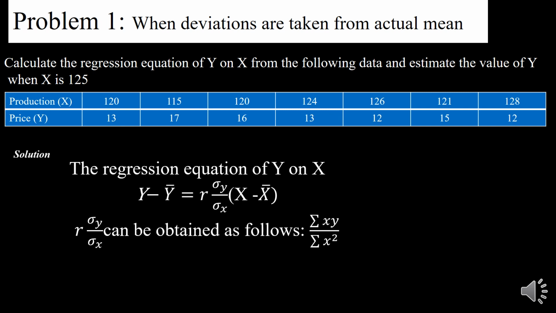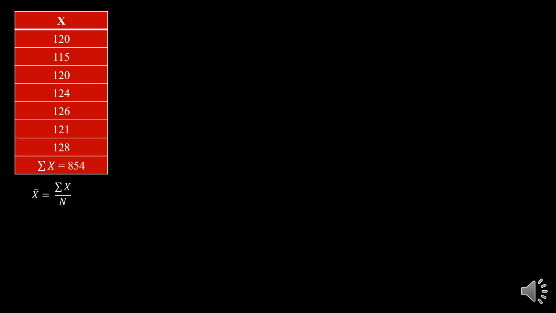Now, to find small x and small y, small x = x minus x bar and small y = y minus y bar. So first of all we have to find x bar. This is the formula: summation x divided by n. We have already used n = 7, and summation x we find from the x series. Summation x is 854, so we can find the mean of x, which is 122.